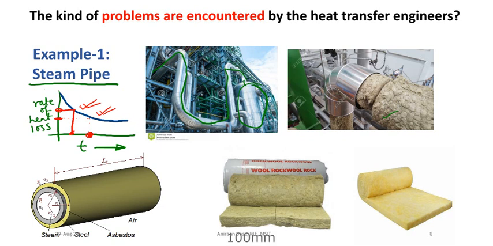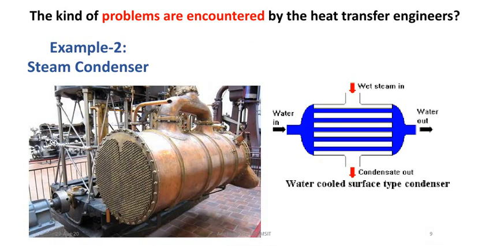Now let us see another example. In this example you can see we have considered a steam condenser. Now what is a steam condenser? From the turbine, after the expansion in the turbine, the steam is in a superheated condition, or there might be a small amount of water, but anyway that steam is required to be completely converted into liquid, right?